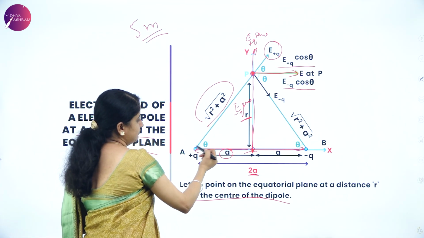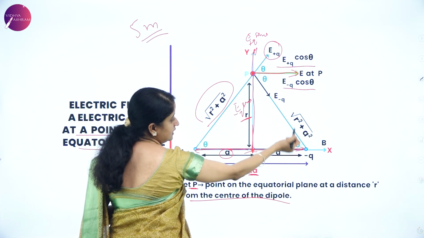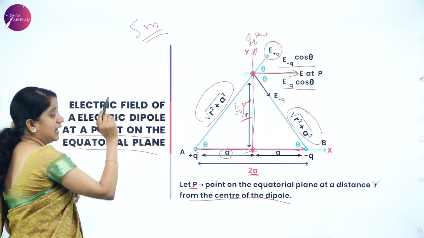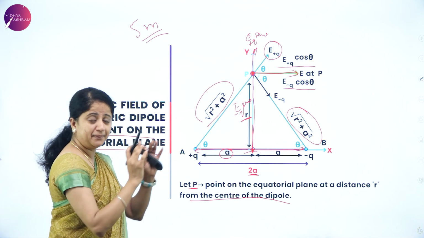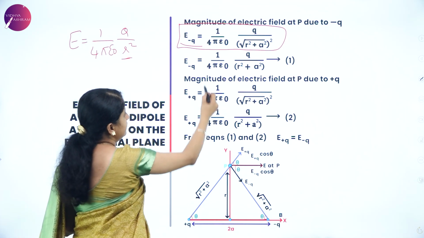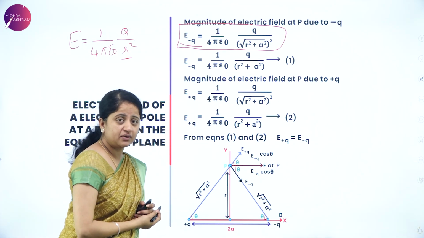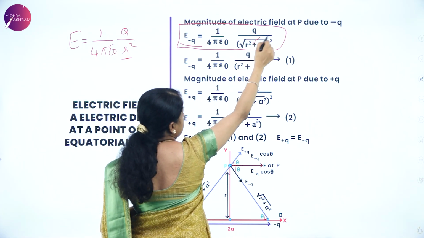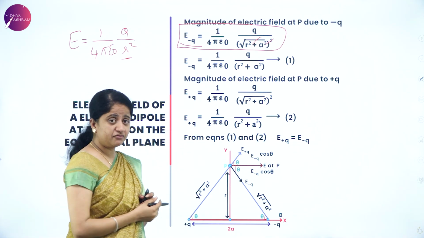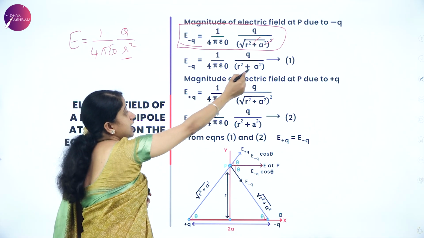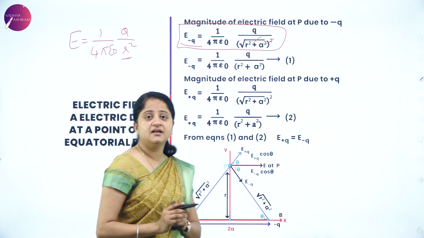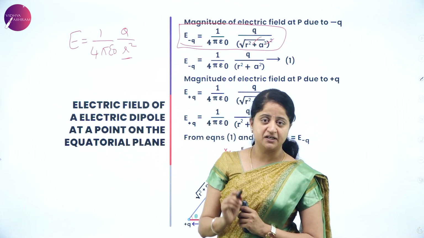Now, from this charge I have taken to P, so the distance is root of r square plus a square. Since we have r square in our basic expression, it should be the whole square. So it is root of r square plus a square, the whole square. Now square and square root will get cancelled and we remain with E minus q is equal to 1 by 4 pi epsilon naught q divided by r square plus a square. That's our equation 1. So this is the electric field due to charge minus q.